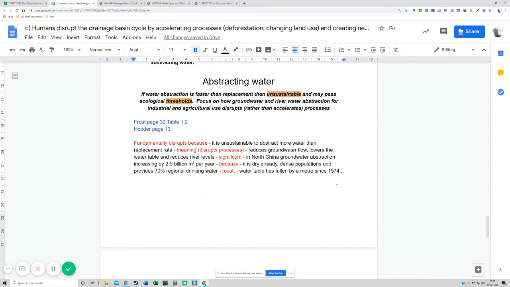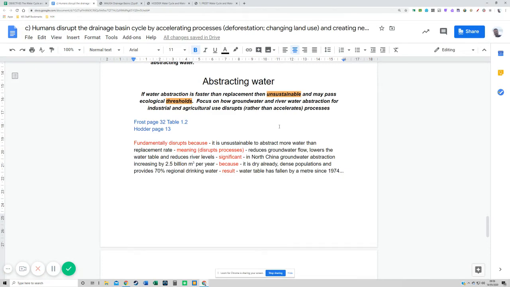And the last one, which I've done a little bit more for you, is water abstraction. Now, the textbooks tend to focus on groundwater abstraction, but both of them do that one, the Frost and Hodder. But river water abstraction is perfectly valid too. This is all about removing water, and if you remove it faster than it's replaced, it becomes unsustainable, like it says there. And if you cross a certain threshold and the river levels drop too low and the groundwater starts to drop, it's going to cause ecological damage.